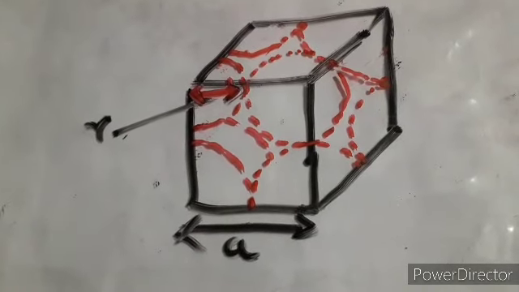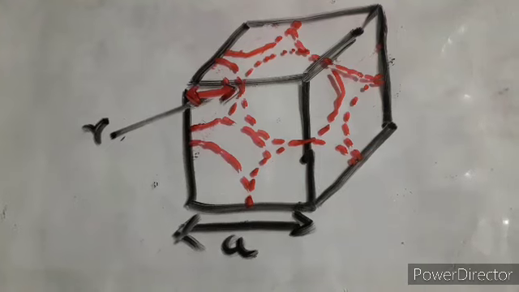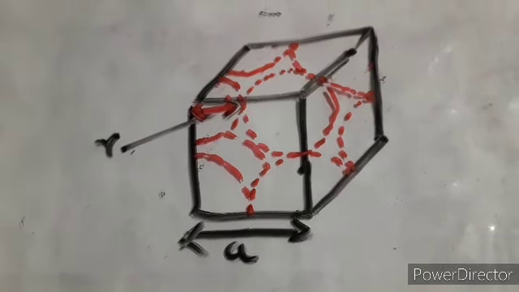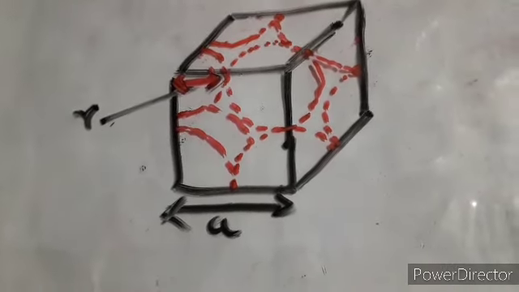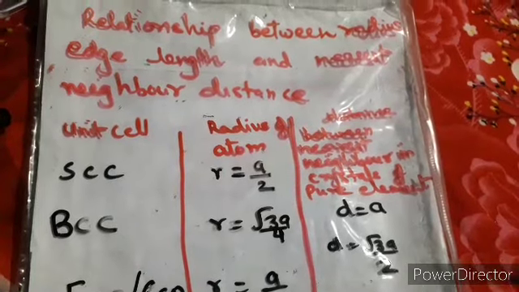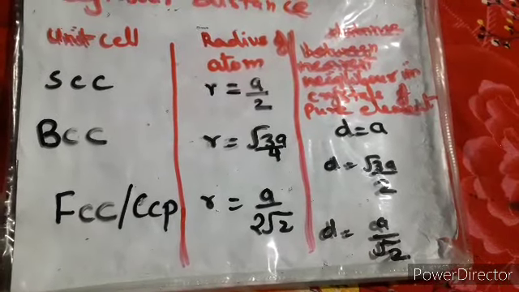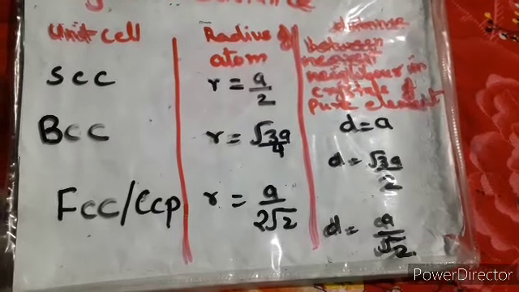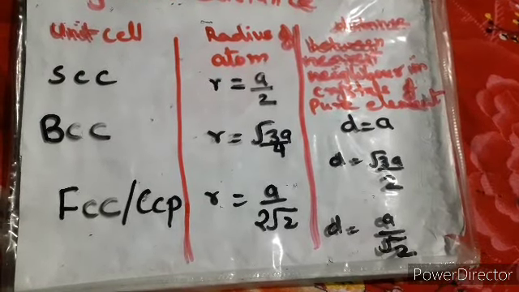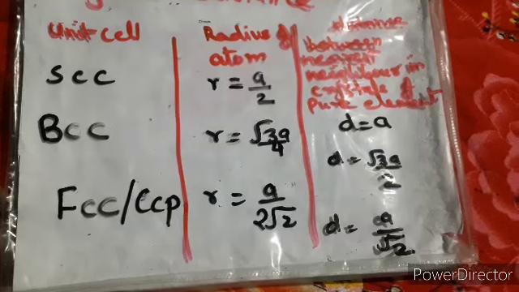So this way we have the formulas. We are not going to focus on the detail of it. I am writing the formulas. You can see the formulas for all the unit cells. Now you can see that I have made a table, and in that table I have put all the unit cells, the radius, and the value for the distance between the nearest neighbors in the crystal of a pure element.